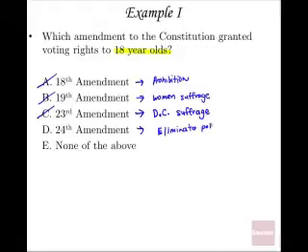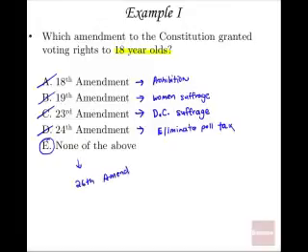So it did expand suffrage, but the answer is E, none of the above, because it is the 26th Amendment that granted voting rights to the American public that are 18 years old and over.